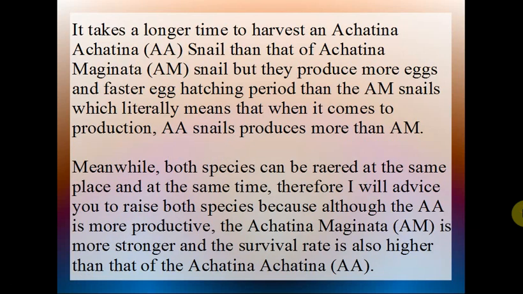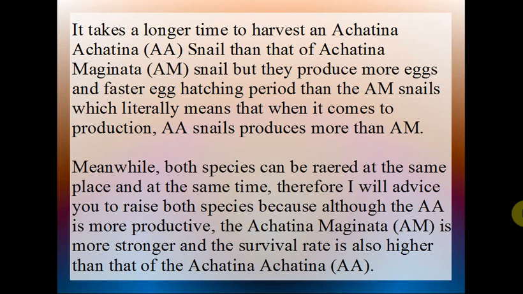It takes a longer time to harvest an Achatina, let's say AA snail, than an Achatina marginata AM snail, but they produce more eggs and have a faster egg hatching period than the AM snail, which literally means that when it comes to production, AA snails produce more than AM. So if you're looking at going into snail farming for production, for turnover, for more money, you might consider AA. Meanwhile, AM also has its own advantage.